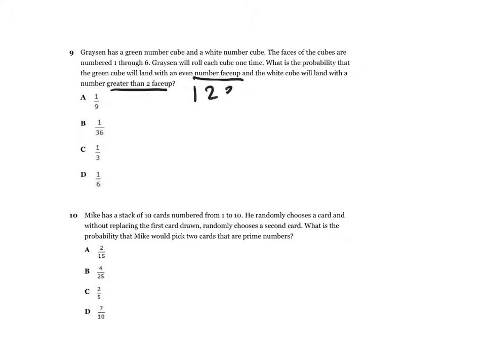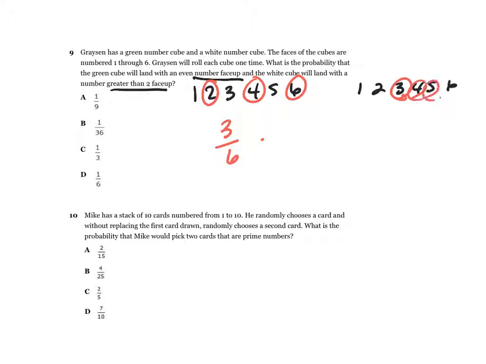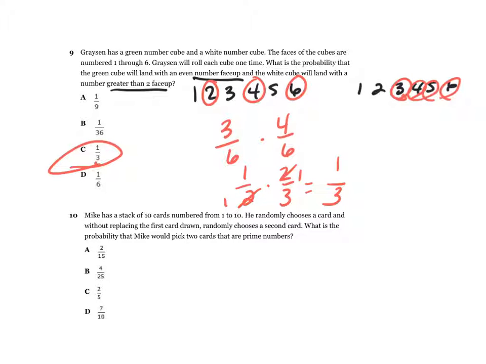So here's your options for cube 1. Here's your options for cube 2. So an even number is 2, 4, 6. So that's 3 out of 6. And then a number greater than 2: 3, 4, 5, 6. You can reduce this to 1/2 times 2/3, and then simplify, and you'll get 1/3. So C is the answer on number 9.